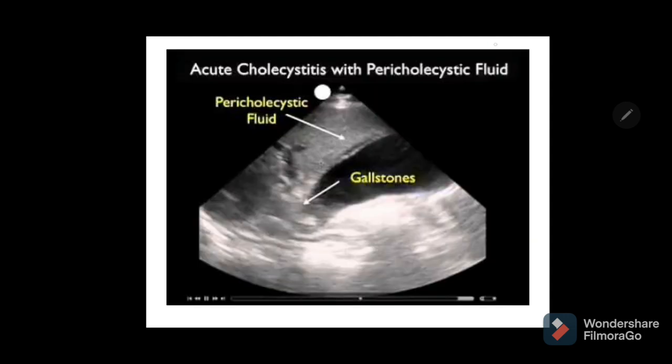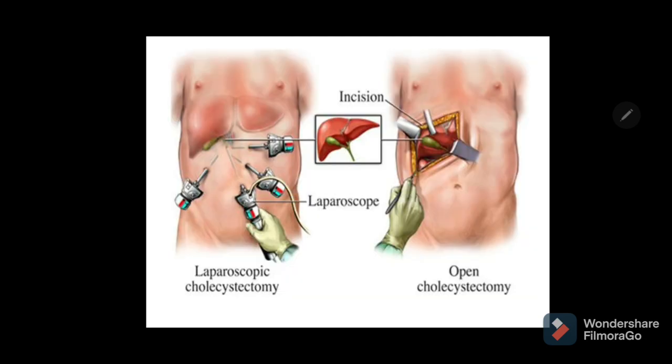And you can see the acute cholecystitis is indicated by the pericholecystic fluid indicating the inflammation on the USG. And the surgeon may go for the laparoscopic cholecystectomy or the open cholecystectomy. So that is about the extrahepatic biliary apparatus.